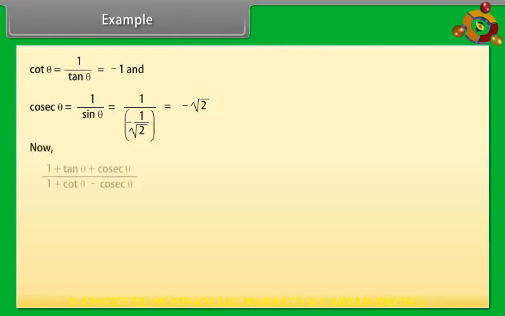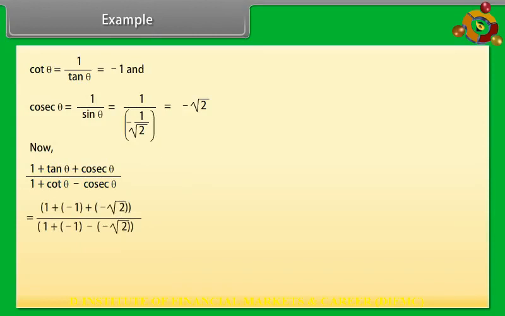Now, (1 plus tan of theta plus cosec of theta) by (1 plus cot of theta minus cosec of theta) is equal to (1 plus minus 1 plus minus under root 2) by (1 plus minus 1 minus of minus under root 2), which is equal to minus under root 2 by under root 2, equal to minus 1.